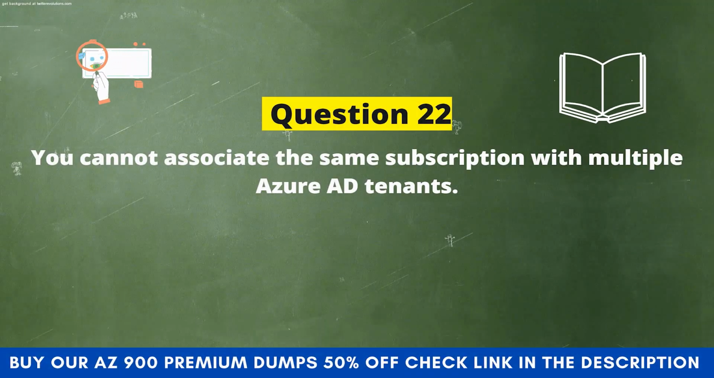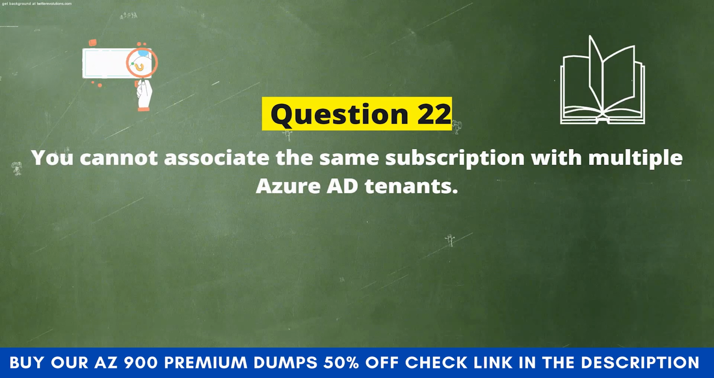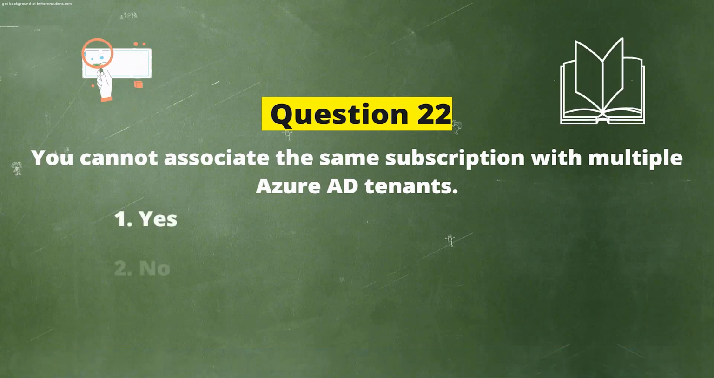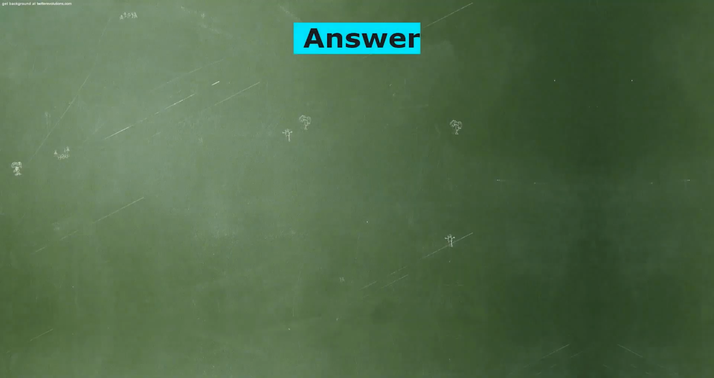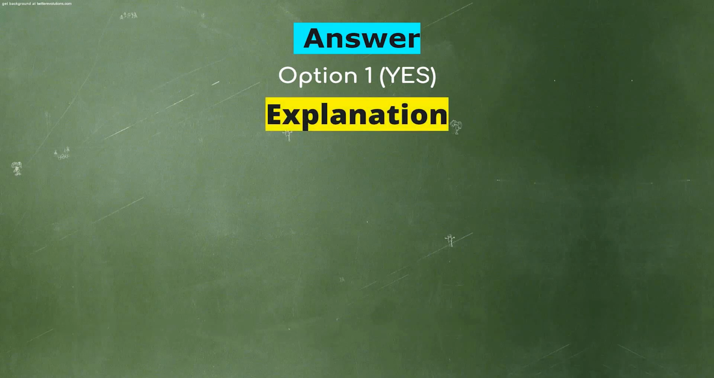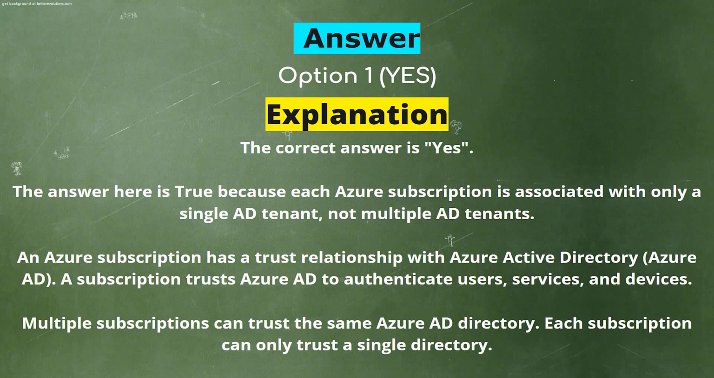Next question. You cannot associate the same subscription with multiple Azure AD tenants. Is it yes or no? And the correct answer is, it is yes. Explanation. The correct answer is yes. The answer here is true because each Azure subscription is associated with only a single AD tenant, not multiple AD tenants. An Azure subscription has a trust relationship with Azure Active Directory. A subscription trusts Azure AD to authenticate users, services, and devices. Multiple subscriptions can trust the same Azure AD directory. Each subscription can only trust a single directory.